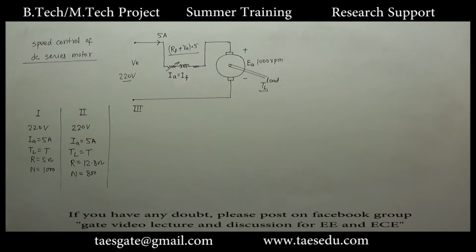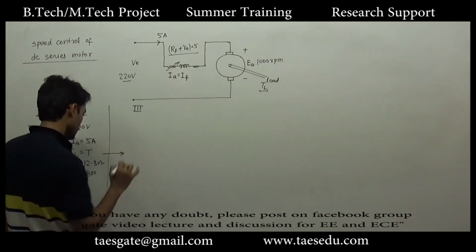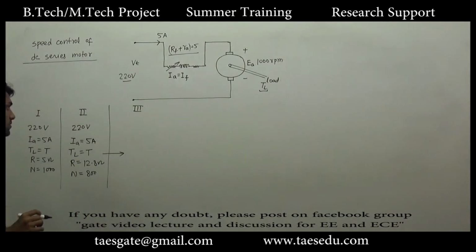Now in the third case, in first to second case, we kept the load torque constant, we varied only resistance. In the third case, we will vary the load torque, and now we will see the effect. While changing the load torque, we will keep other quantity constant. So in the third case, suppose load torque is increased by 44%.